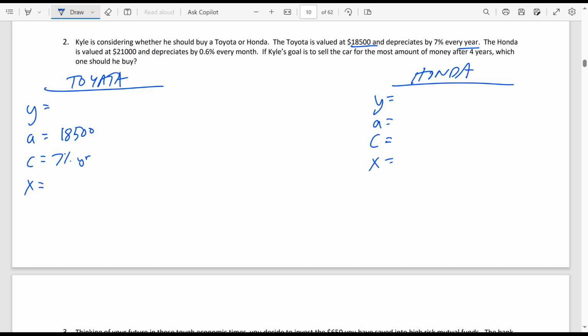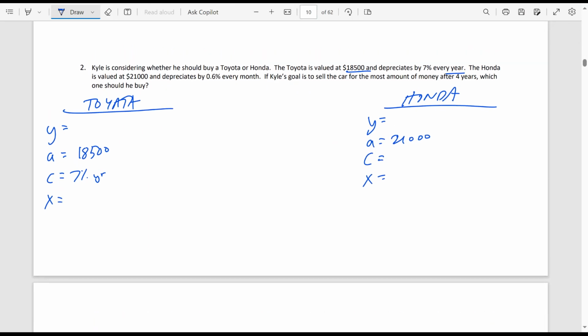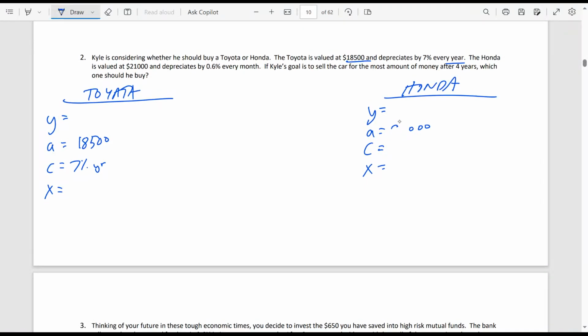The next sentence says the Honda is valued at $21,000. That one's not on there? Right here, no, it is. Okay, so $21,000 is what we have. The rate is 0.6%, but every month. So here I wrote years, here I wrote month. That's going to be important later on.